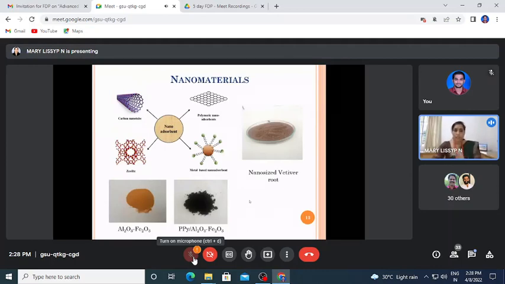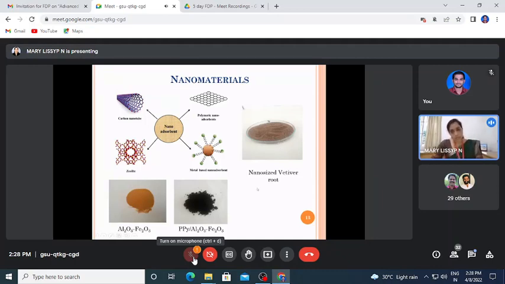Now I'm showing some of the nanomaterials here. These are all general terms: carbon nanotubes, polymeric nanoadsorbents, zeolite, metal-based nanoadsorbents. Various types of nanoadsorbents are available. As an example, I'm showing some of the nanoparticles which our students have prepared for their BTech projects. On the right-hand side, you can see one product named nano-sized vetiver root.